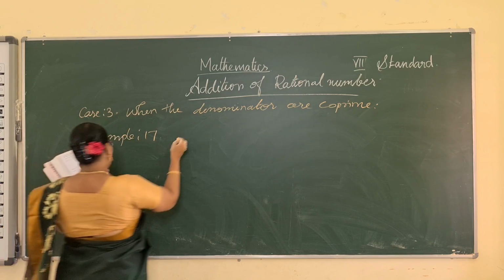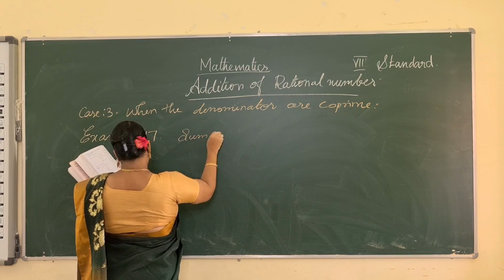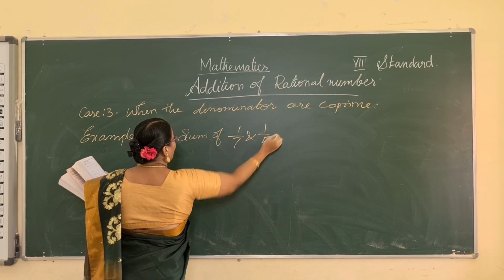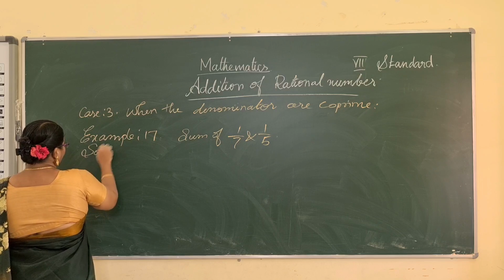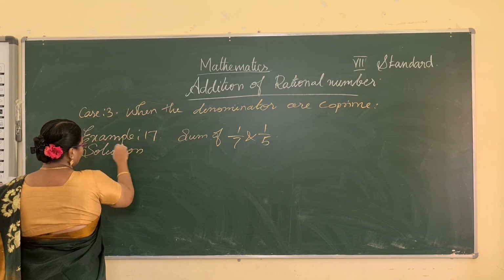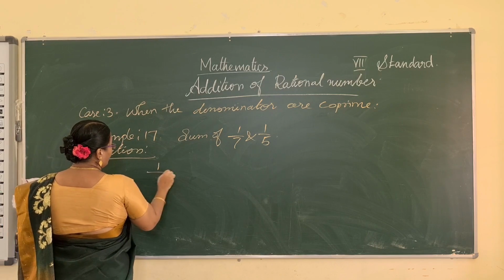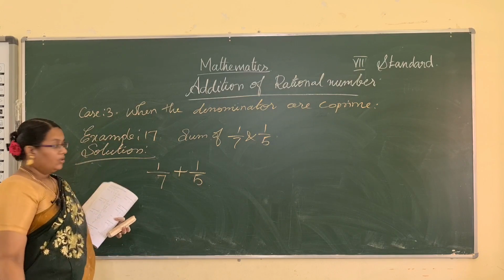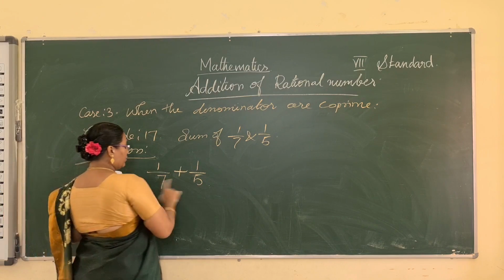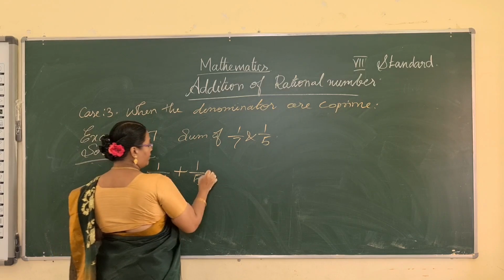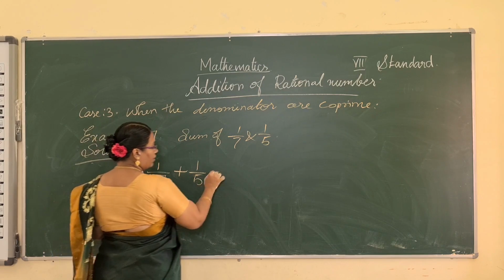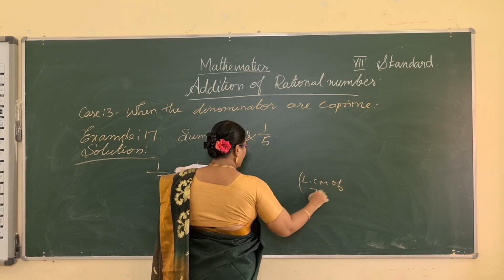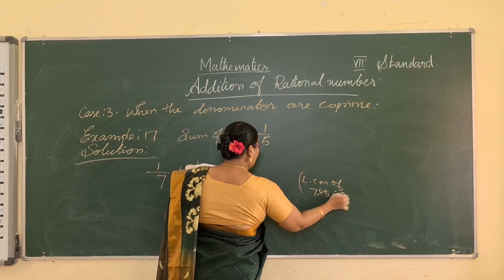Example 17. Find the sum of 1/7 and 1/5. So solution: 1 by 7 plus 1/5. Here the only common factor is 1. So we take the multiple of 7 and 5. LCM of 7 and 5 is 35. So here write LCM of 7 and 5 is 35.